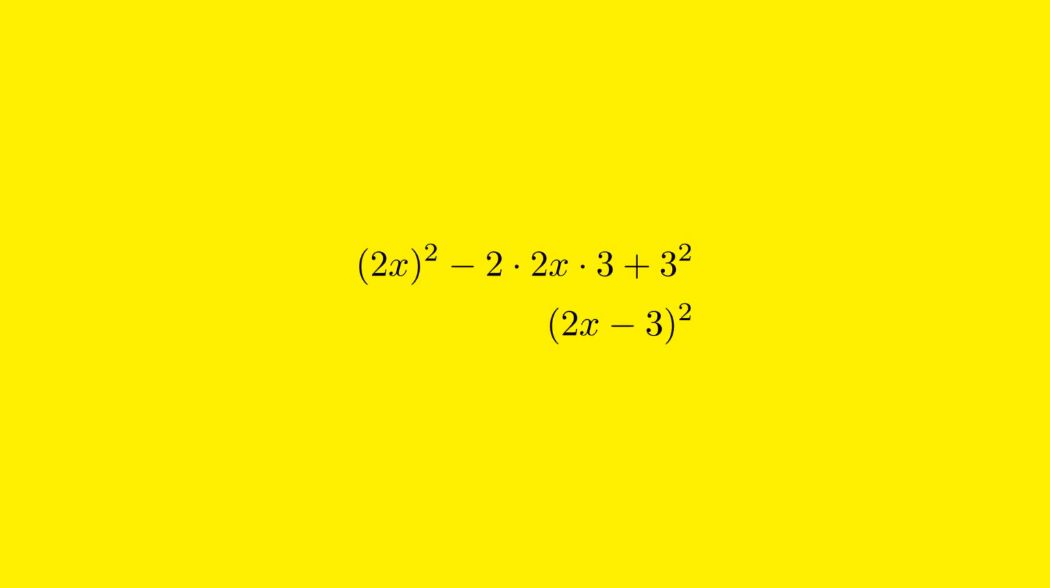Let's start solving the expression. 4 times x squared minus 12 times x plus 9. The expression is in the form of a trinomial, which can be expressed as a perfect square trinomial when the middle term, that is minus 12x, is twice the product of the square roots of the first term, 4x squared, and the last term, 9.